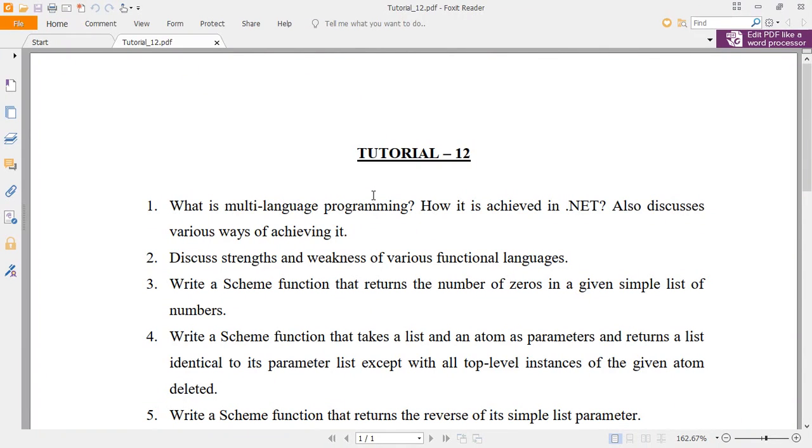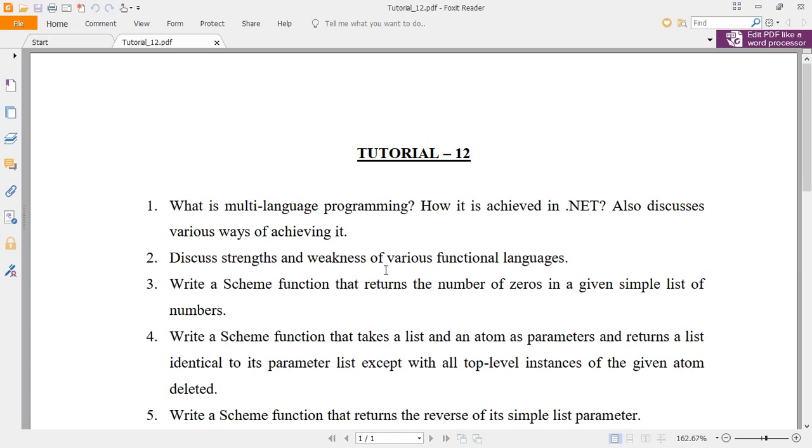In this video, we will see tutorial 12. In this, the first question is, what is multi-language programming? How is it achieved in .NET? Also discuss various ways of achieving it. Basically, first we will see what is multi-language programming.